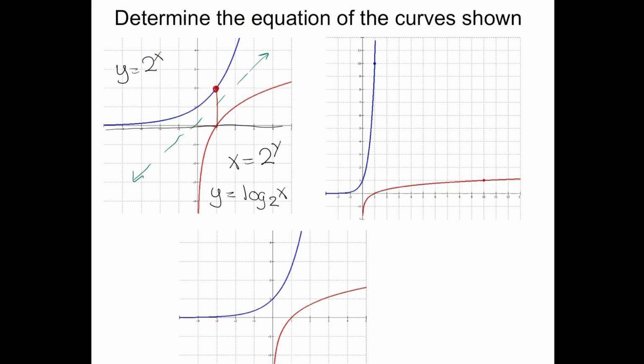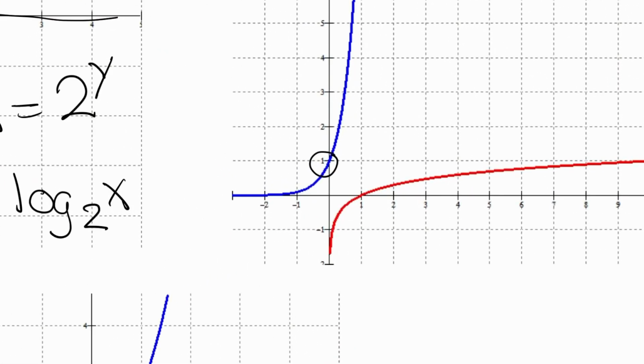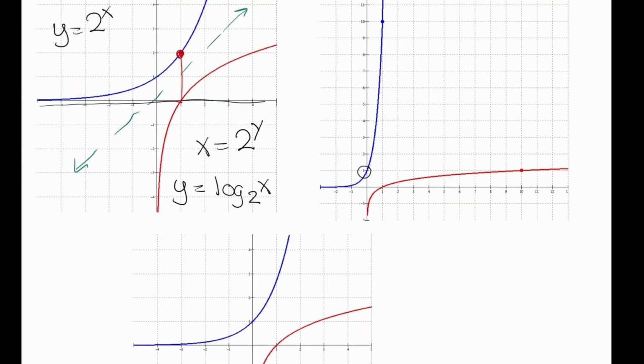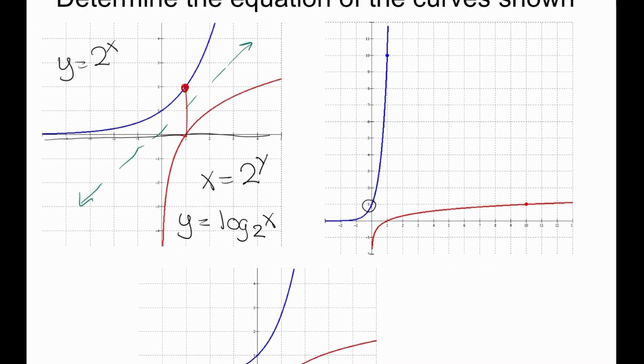The next example is basically the same. The horizontal asymptote is still at 0, and if we zoom in, we can see that the intercept is at 1. So we know that this has to be y equals b to the x. The next point we want to look at: if we go over 1 and up to the next y value, it is 10. So this must be y equals 10 to the power of x.